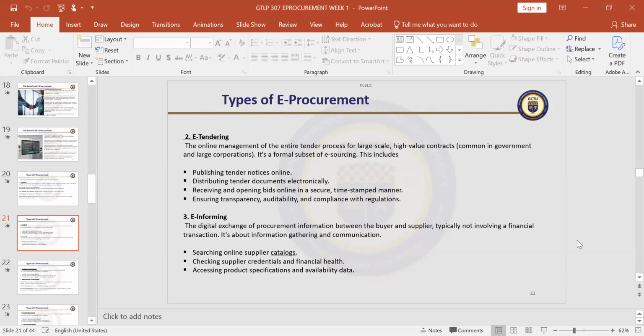Please. I used to work with the procurement office at a government place, Akawe. We call them on phone. We tell them when the bidding is starting. We give them every information. So with this, does that fall under the e-informing? No. This one is a traditional way.